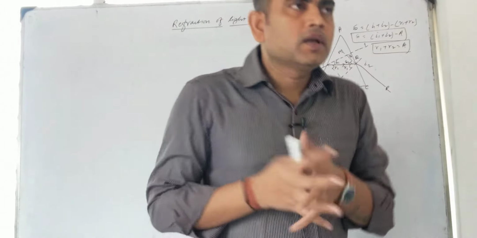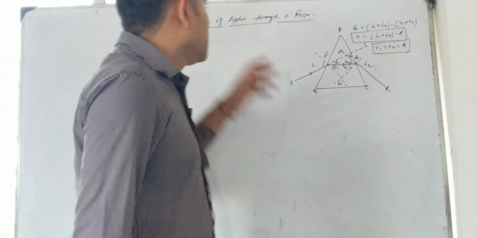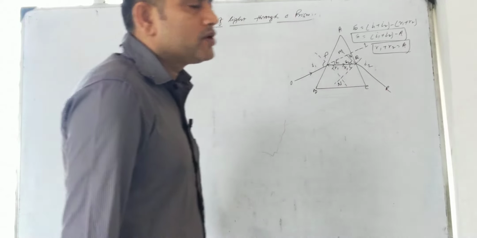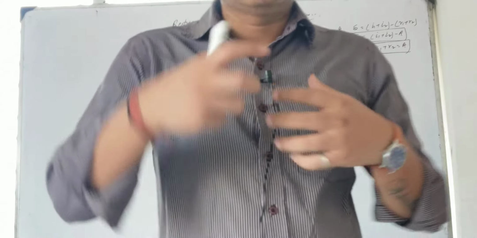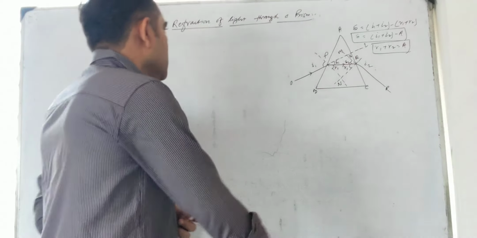Welcome to RJ classes, and today's topic is the refraction of light through a prism. Today we will learn what happens when light passes through a prism. So first of all, let's start with the prism.